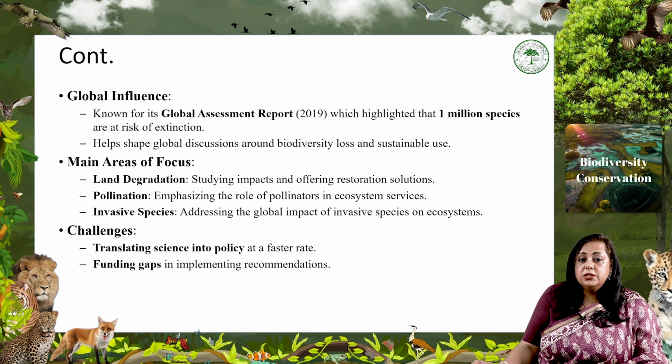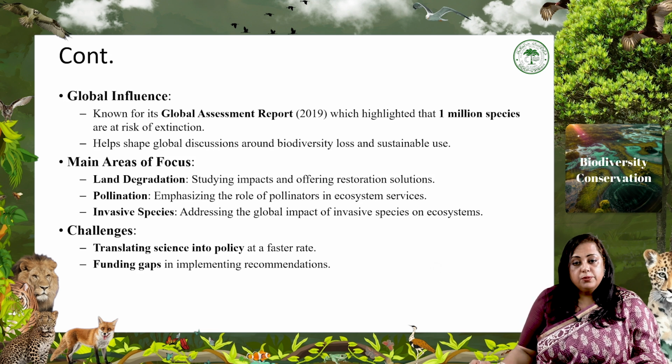Global influence: it is known for its Global Assessment Report 2019, which highlighted that 1 million species are at risk of extinction, and helped shape global discussion around biodiversity loss and sustainable use. The main areas of focus are land degradation, pollination and invasive species.